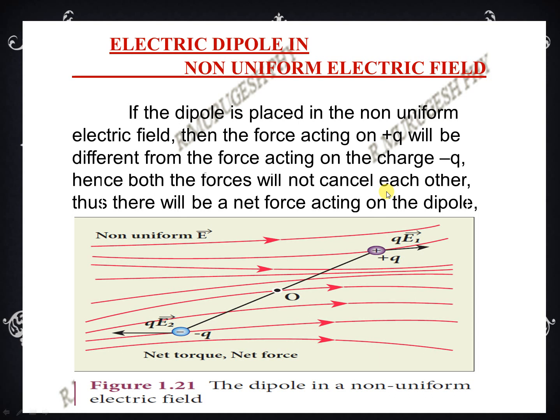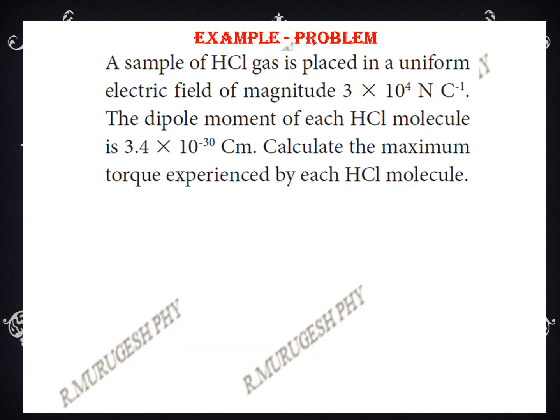Good. Now let us see a simple problem. Look at this problem. A sample of HCl gas. HCl is a dipole. So a dipole gas is placed in a uniform electric field. Field magnitude is given. Dipole moment is also given. You are asked to find the torque. Very simple and very easy problem.